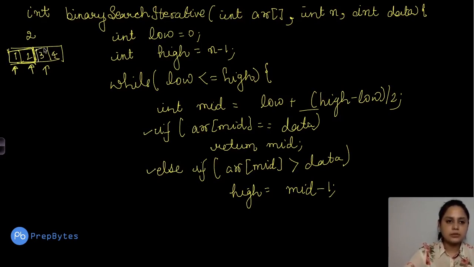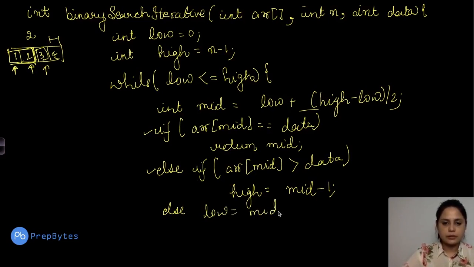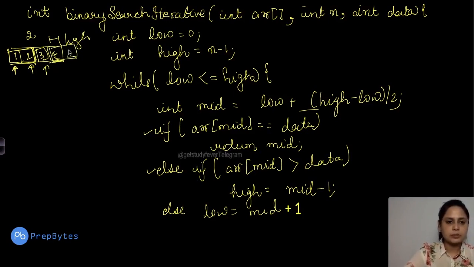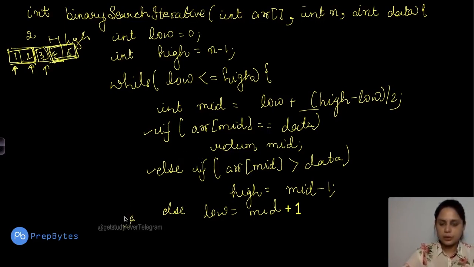If none of these is true, the only place we have to go is the second half. So if none of these is true, we will simply do else low equal to mid plus 1, which means high will remain as it is and my low will be the next element. So I'll search in this particular array. This is how it is, and this concludes my loop.